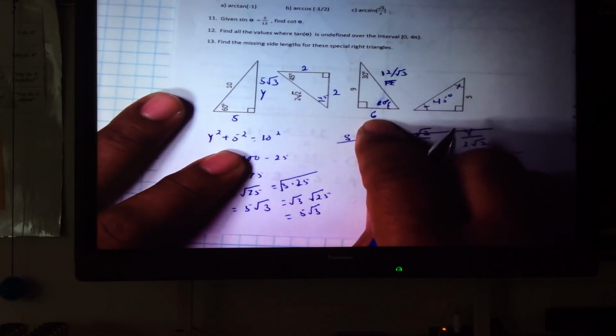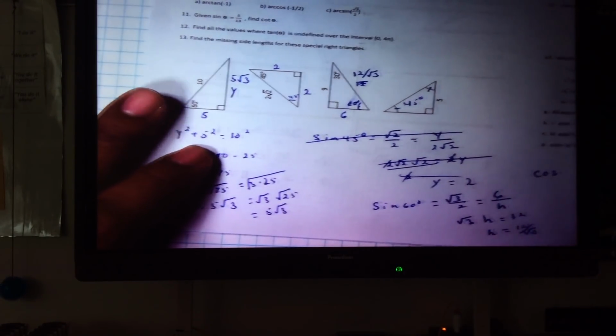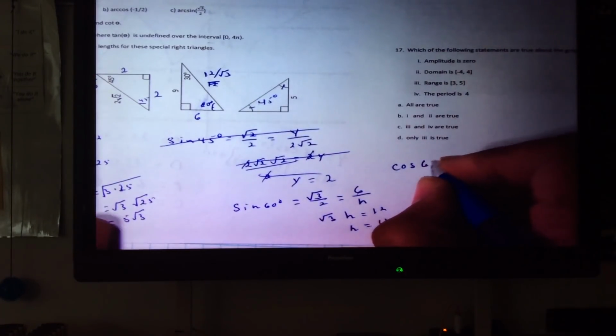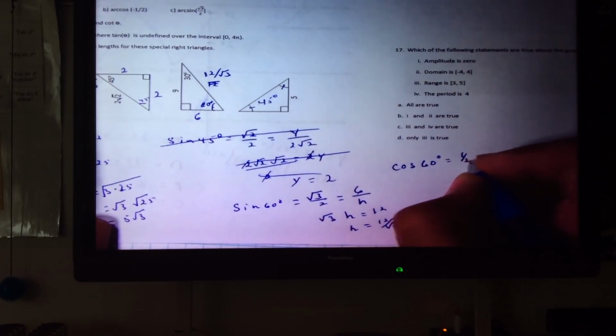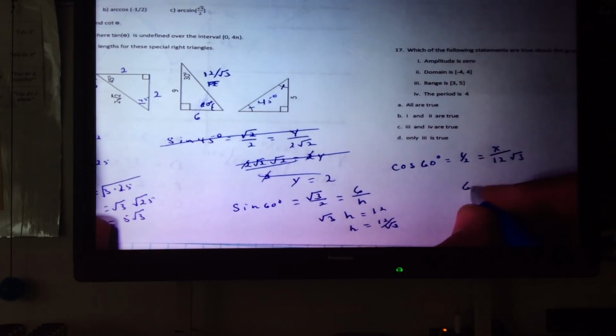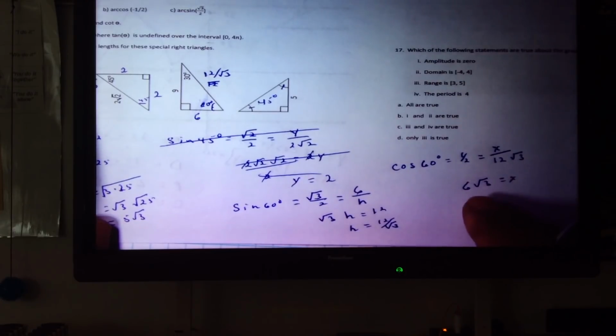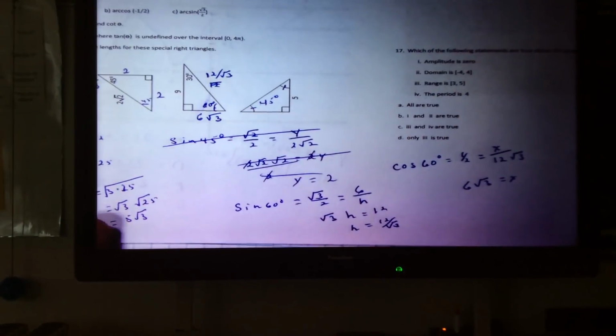Now I need this side here. The cosine of 60 degrees is equal to 1/2. So that's going to be the adjacent side x divided by the hypotenuse, 12 square roots of 3. If I multiply this over, I get 6 square roots of 3 equals x. 12 divided by 2 is going to be 6, and I got the square root of 3 there. So this is going to be 6 square roots of 3. And that can't be the scale there.